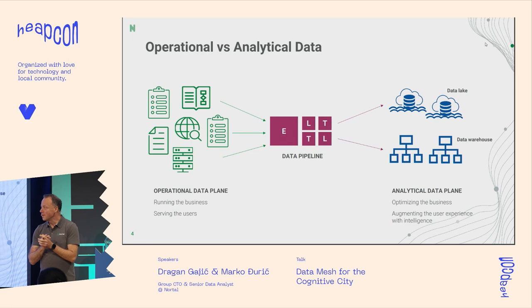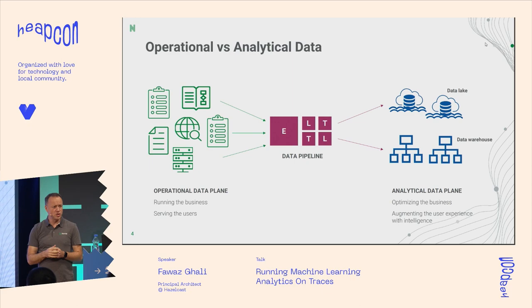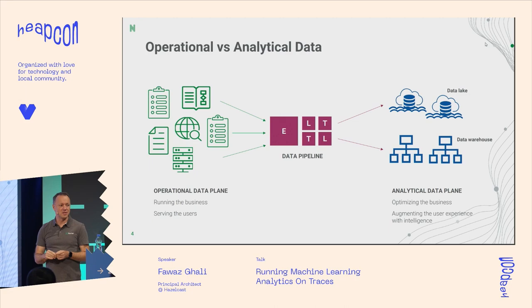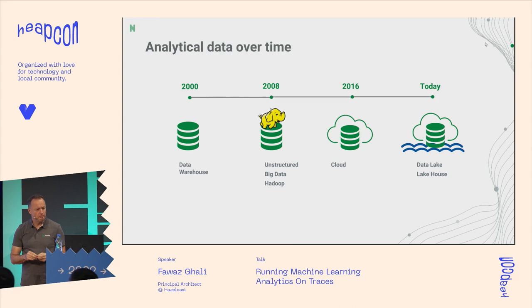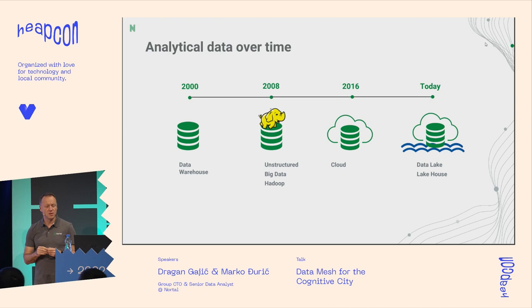And then typically, we all know there are some reports, and there are some other people, data people, dealing with it. And in the middle, you typically have these data pipelines, either ETL or ELT or whatsoever. And that data, which is used for reporting, collected from many of the other systems, is referred to as analytical data, okay? So this is the data which is used to optimize the business and to augment user experience with intelligence, okay?